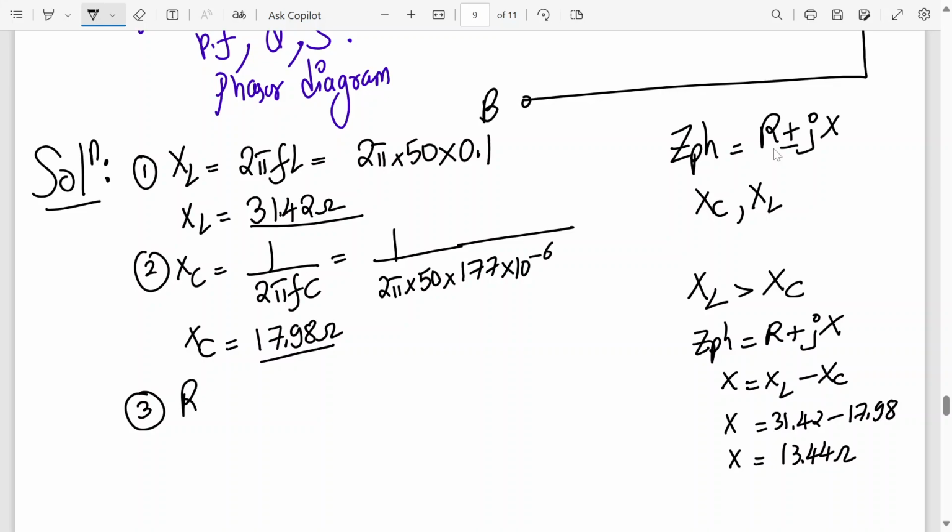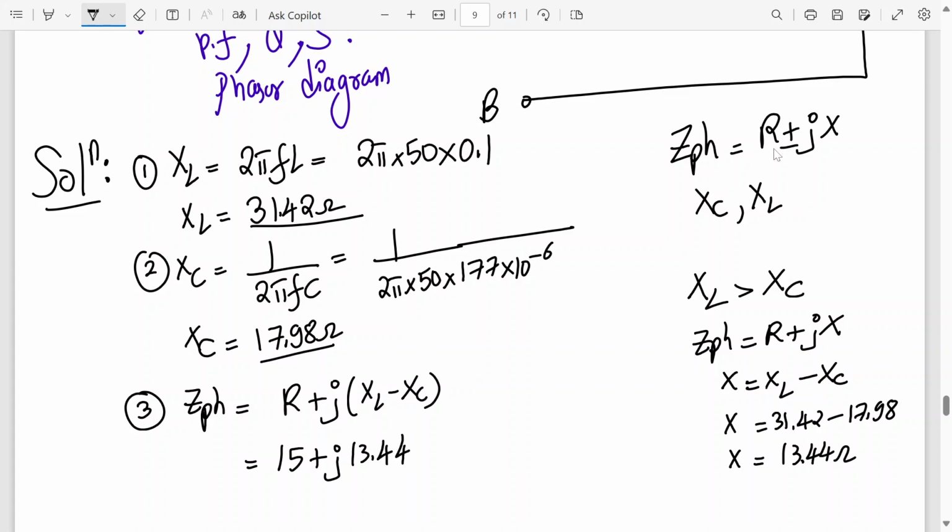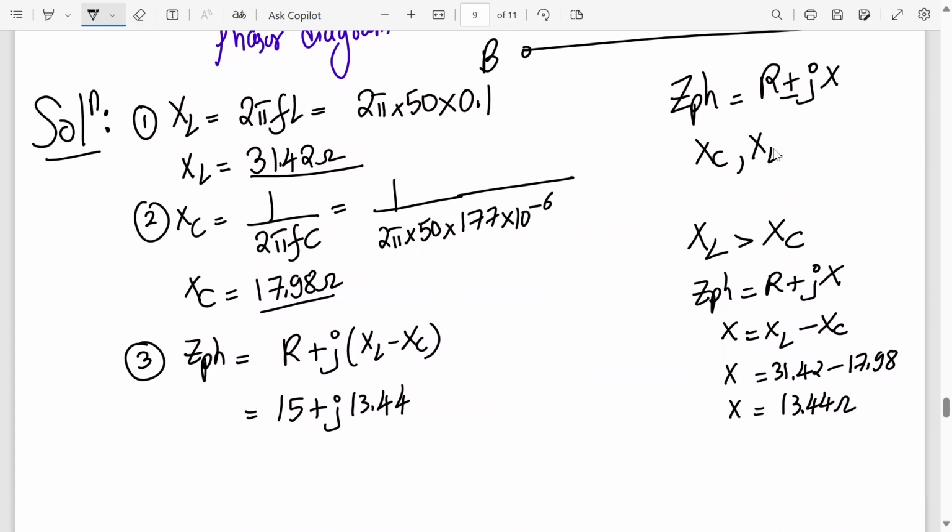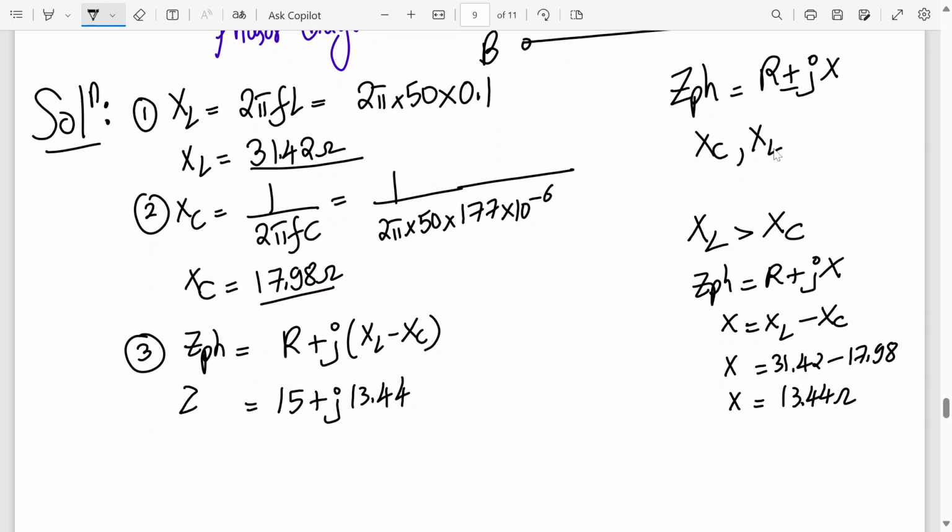So Z phase will be R plus j into XL minus XC. R is 15 ohms plus j 13.44. Okay, convert this into polar. So write shift polar 15 comma 13.44. How much is it?